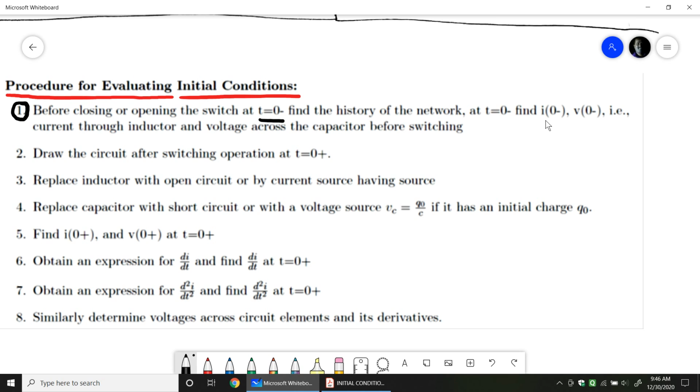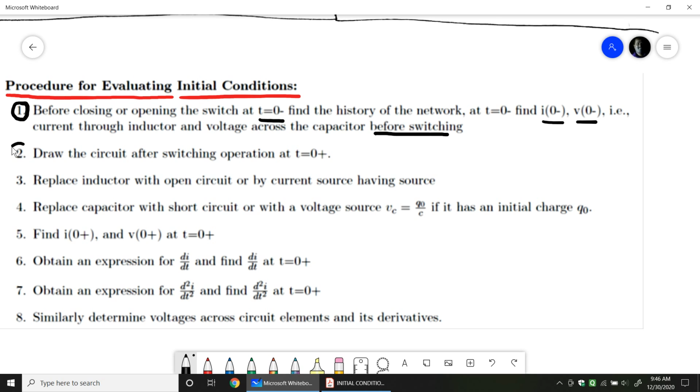That means you need to find out what is I of 0 minus and what is V of 0 minus, that is, the current through the inductor and the voltage across the capacitor before switching. So that is the first step we always do. We find out the history of the network, or the initial current and voltage that might be passing through the inductor and across the capacitor.